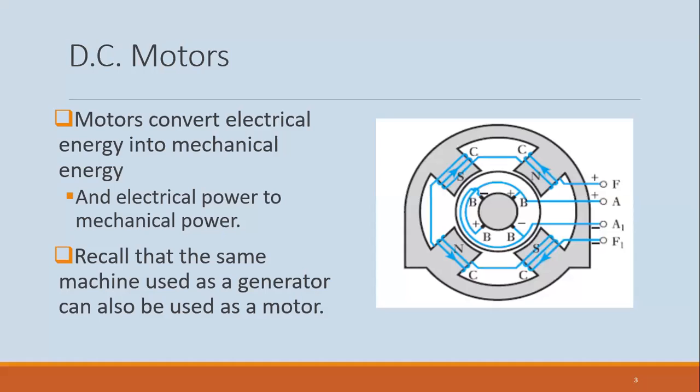So again, we kind of start out similar to what we had done last week. So by definition, motors convert electrical energy into mechanical energy and electrical power to mechanical power. All right, so recall that the same machine can be used for both a generator or as a motor. All right, just how we get the power in and out.